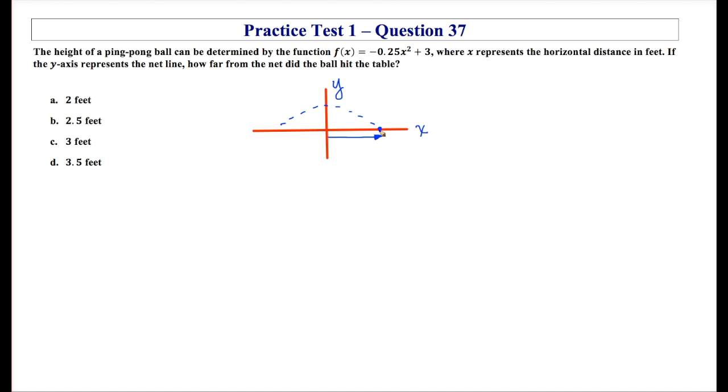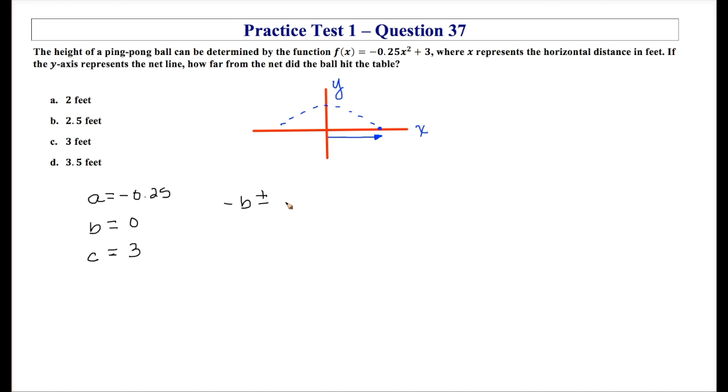And notice that this corresponds to a 0 of our function. So to get a 0 of this function, we need to factor it, complete the square, or use the quadratic equation. I'm going to use the quadratic equation. To do so, I need to find my values of a, b, and c. A is my x squared coefficient, which is negative 0.25. B is my x coefficient, and since there is no x term, the coefficient is 0. And C is my constant term, 3.